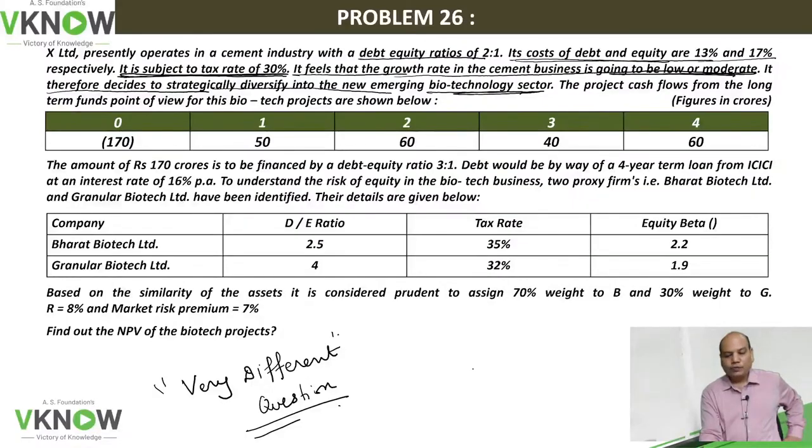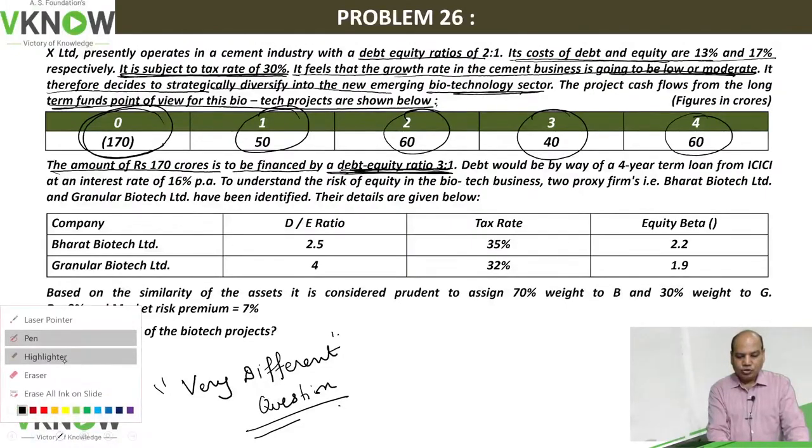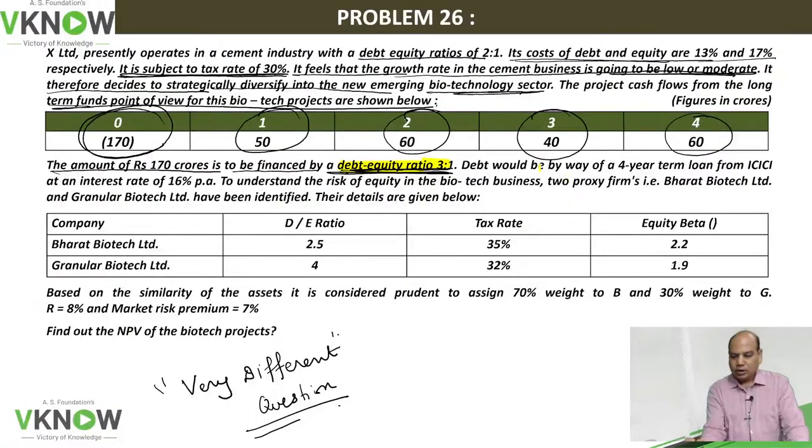The project cash flow from the long-term fund point of view are shown below. Year 0 outflow, year 1, 2, 3, 4 cash inflow. The amount of rupees 170 crore will be financed by debt equity ratio in the ratio of 3:1. Debt would be by way of a 4-year term loan from ICICI Bank at an interest rate of 16% per annum.